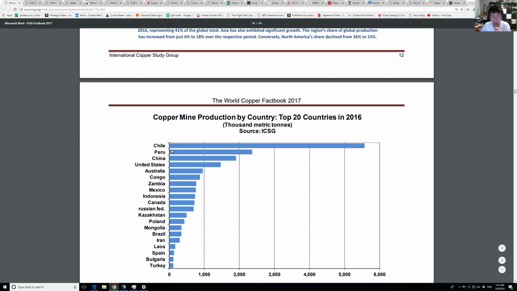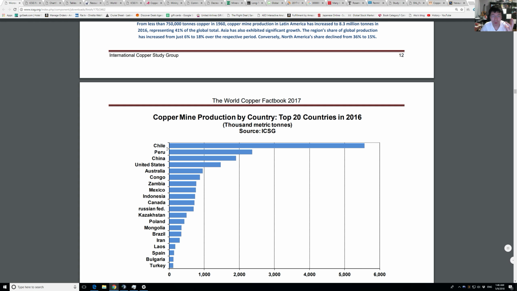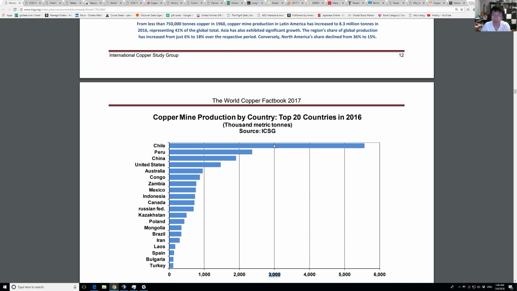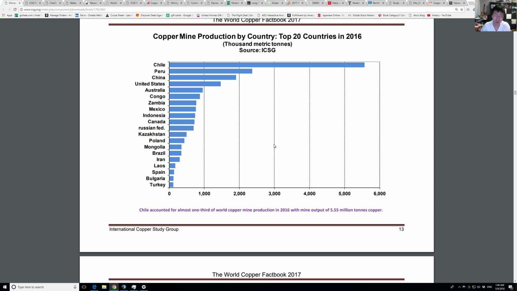But this tells you something. If these two countries, which are fairly small, get some kind of flood or an earthquake or some way of disrupting copper mining, the world will very suddenly go into a copper shortage. Just imagine if Chile dropped by half. Now you're at 3 million tons. The entire world was 20, so you're suddenly taking away something like 15% of the world production. So that is huge. So always keep those two countries in mind.